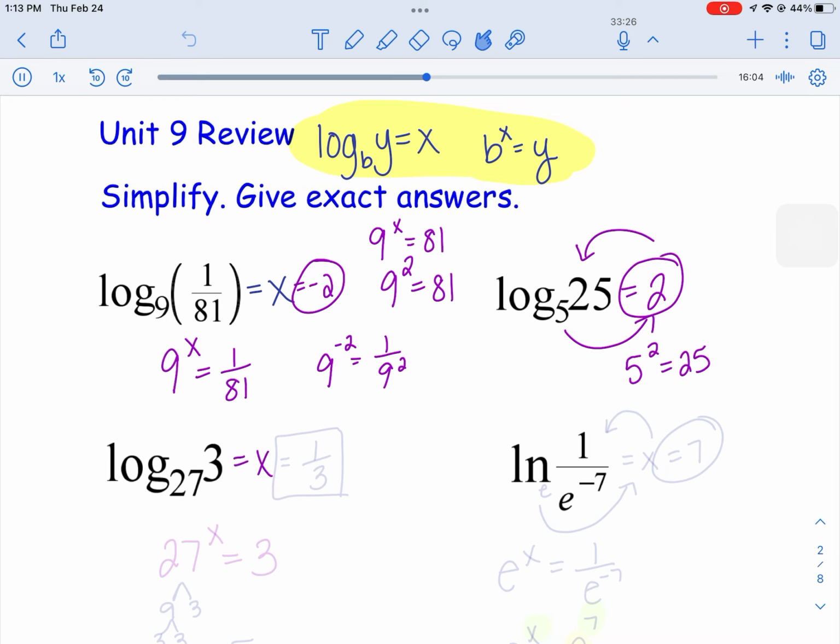If you start with a larger base, like base 27, it's to a power that equals 3. So base 27 to the x power equals 3. Then you have to think of fractional exponents. So what root? How many 3's does it take to make 27? 3. So that means the cubed root of 27 equals 3, and the cubed root is the same thing as the 1/3 power. So that one would equal 1/3.